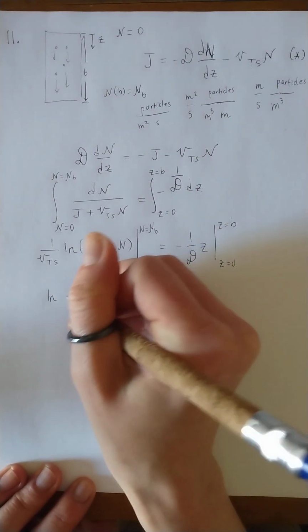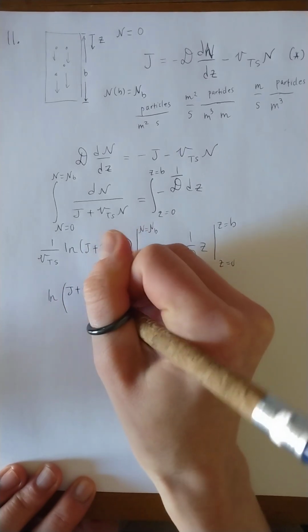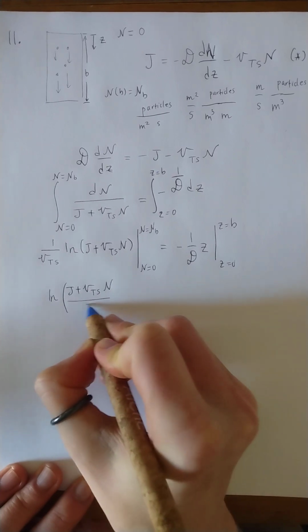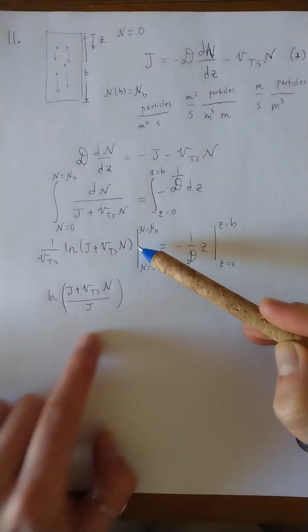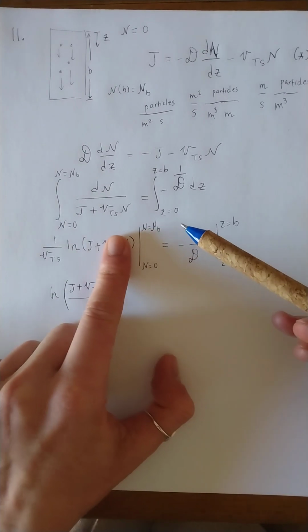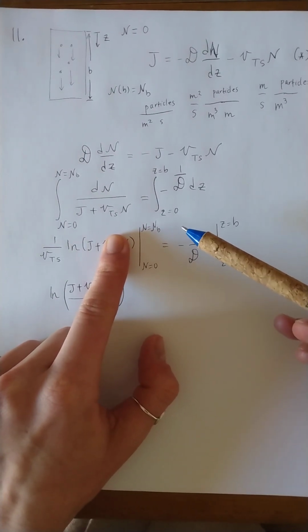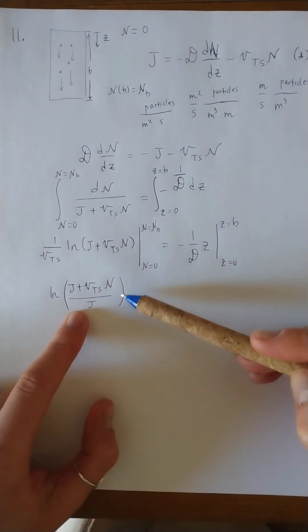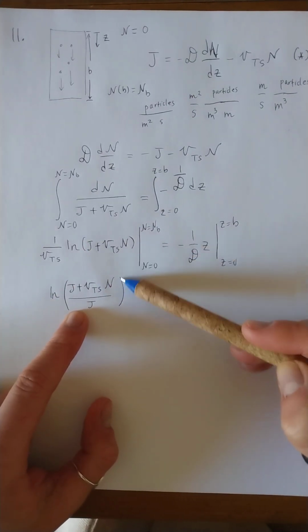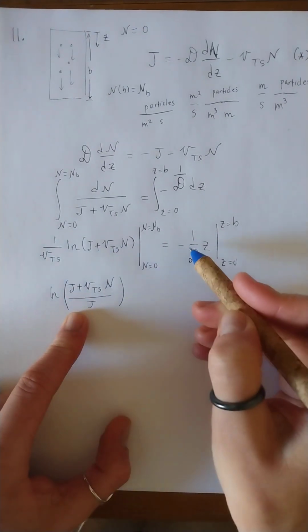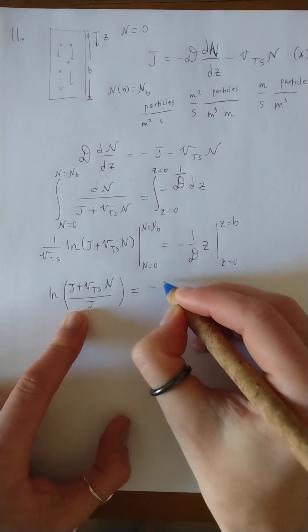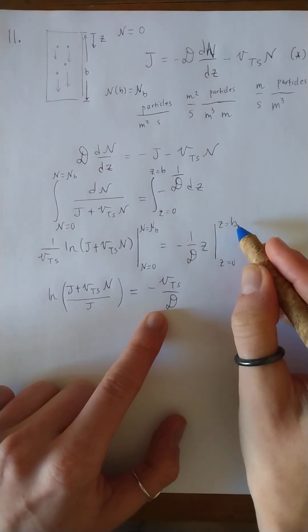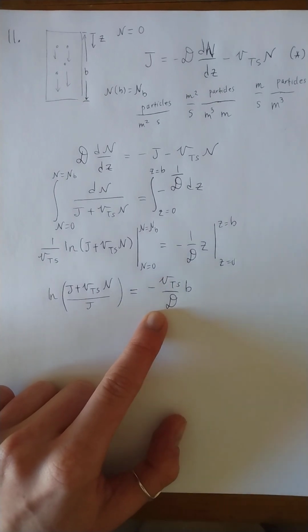So then we get the logarithm of J plus v_ts times n, divided by J. If I plug in n equals 0, then the second part of the summation goes away. And a difference of logs is a log of a quotient. So I've just used that log property from here to here. I'm going to multiply this v_ts on the opposite side. And we're going to evaluate z from b to 0, which is just b.